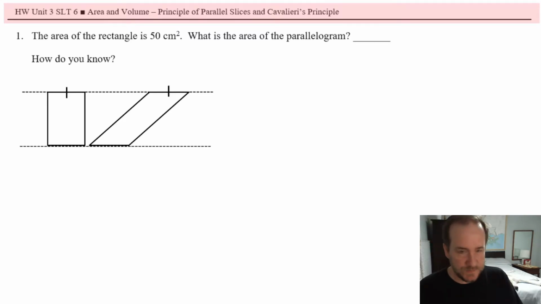Hey class, you've got your quiz on Monday, so I wanted to get these videos out for you. This is going to be the answer key for the first homework, the principle of parallel slices and Cavalieri's Principle.